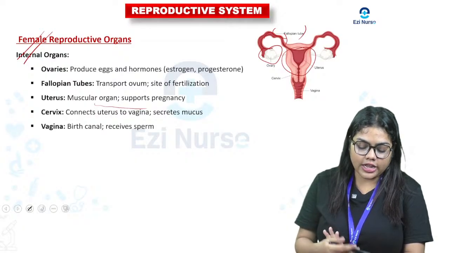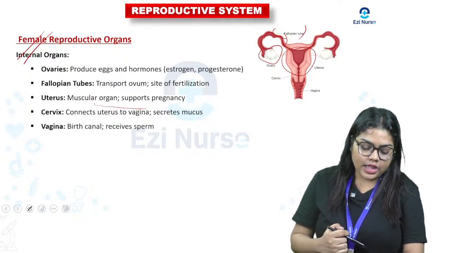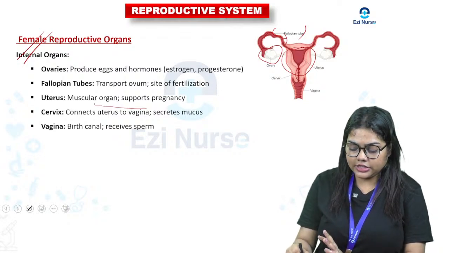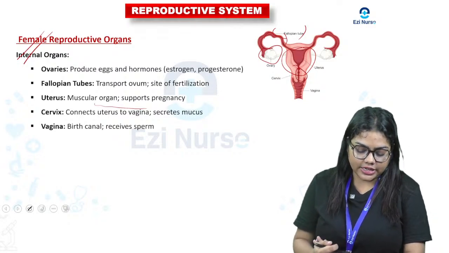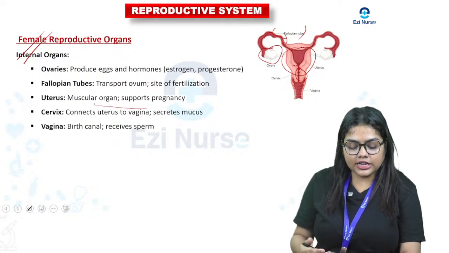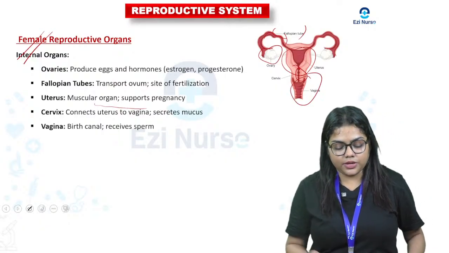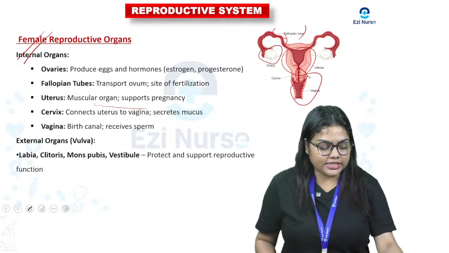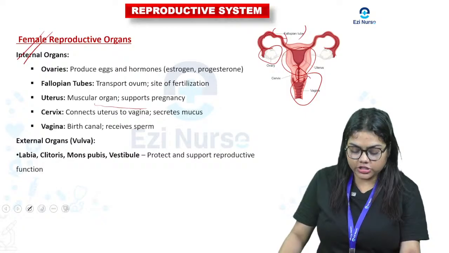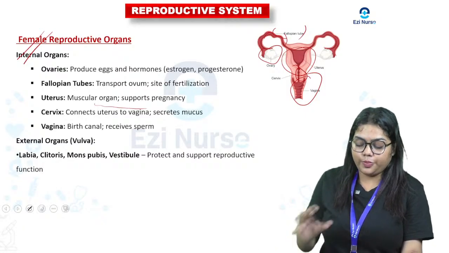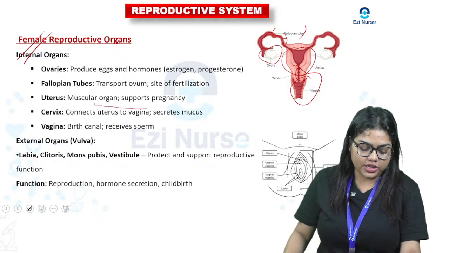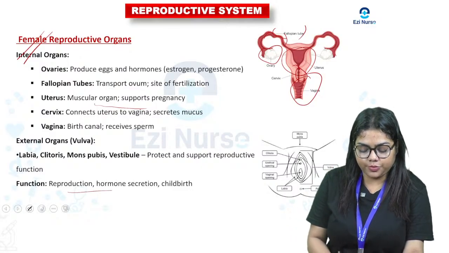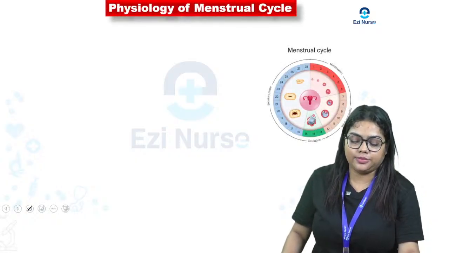Then the uterus, which is a muscular organ, supports pregnancy and menstrual periods. Then the cervix connects the uterus to the vagina and secretes mucus. Lastly the vagina is the birth canal, and it also receives the sperm. In the external organs we have labia, clitoris, mons pubis and vestibule, which protect and support the reproductive function. The main functions of the reproductive system are reproduction, hormone secretion and childbirth.